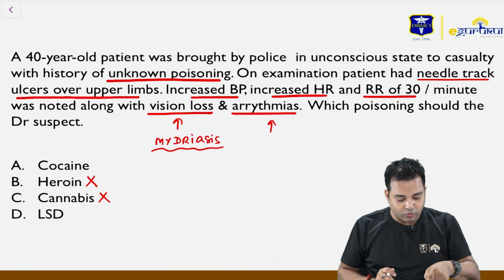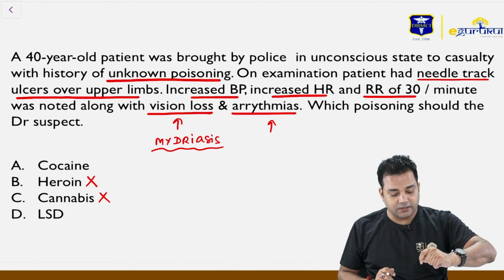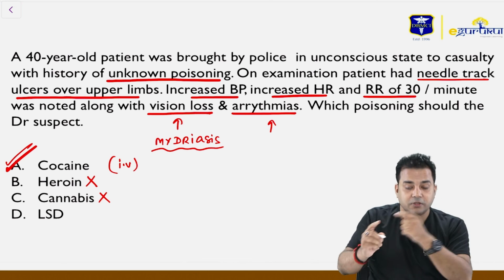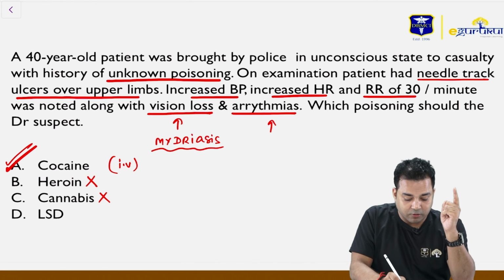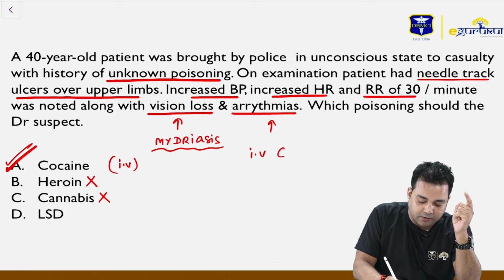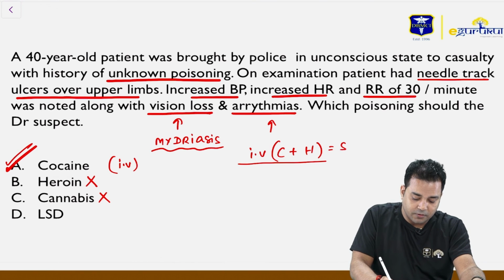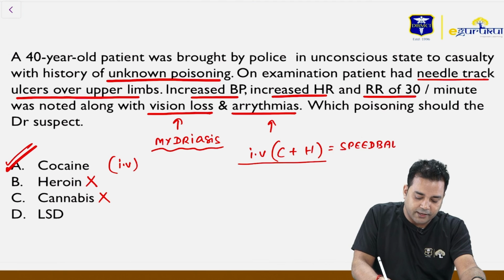Now we are left with cocaine and LSD. The best answer here is cocaine intoxication, based on IV drug use leading to needle track ulcers, because usually cocaine is mixed with heroin. And what is this combination? The IV combination of cocaine and heroin is called speedball. This is one of the common modalities for intoxicating with cocaine.